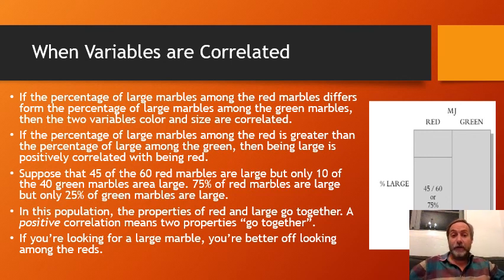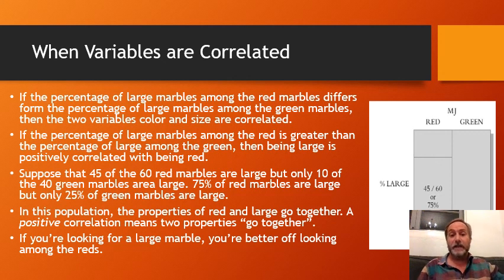So what does it mean for variables to be correlated? Well, if the percentage of large marbles among the red differs at all from the percentage of large marbles among the green, then the two variables of color and size are correlated. So to be correlated just means the percentages are not exactly the same. If you've got slightly different percentages, you've got some sort of correlation. If the percentage of large marbles among the red is greater than among the green, then being large is positively correlated with being red.